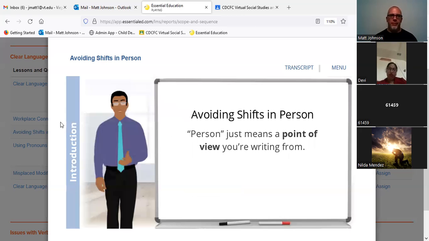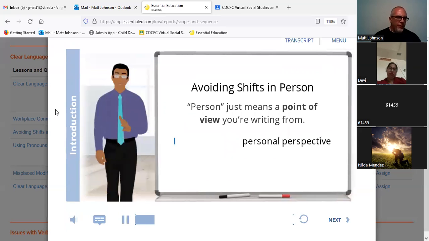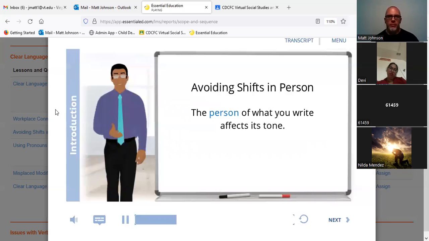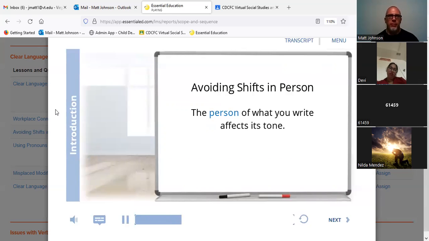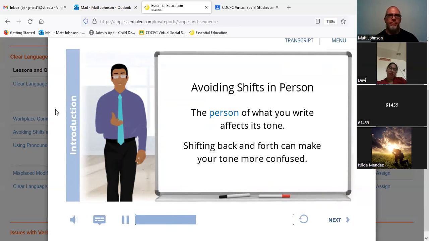The idea of person in what you write may sound strange, but it just means a point of view you're writing from. Do you say I and write from your personal perspective? Do you say you and directly address the reader? Do you not do either of those and take a more objective approach, saying he, she, and they? The person of what you write affects its tone. It tells the reader a little bit about your attitude to the topic and to the reader. Shifting back and forth can make your tone more confused and make reading your work more difficult. Being consistent makes your writing better.